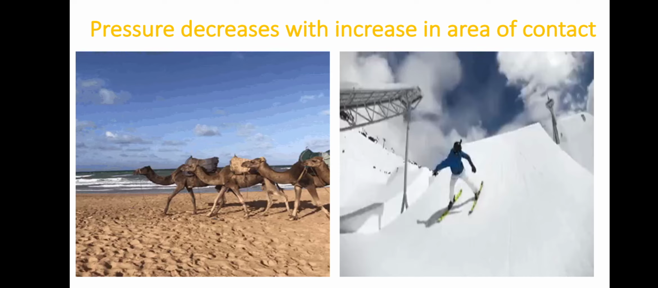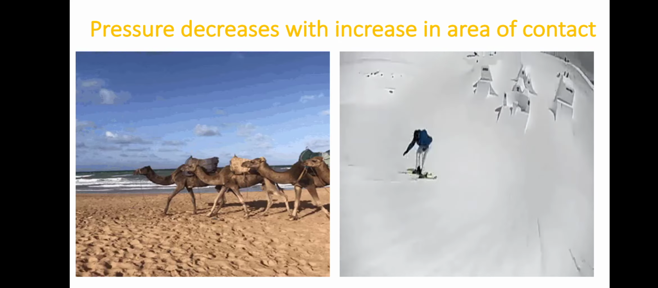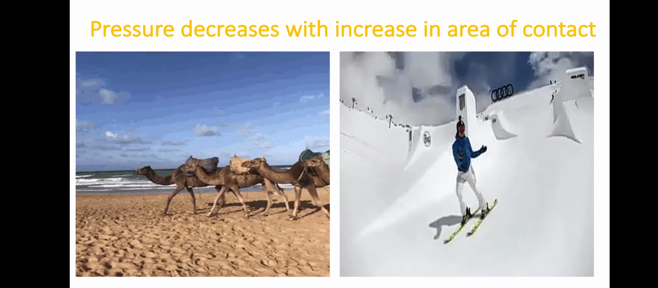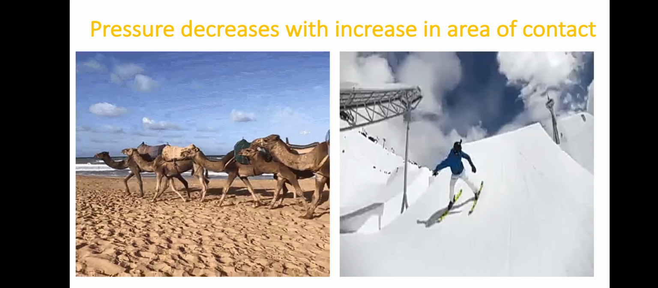Pressure also decreases with increase in area of contact. Now we can see the feet of the camel. They are usually broad, and here we are using skis to ski in the snow. Both of these help us to understand how increase in area of contact will decrease pressure. So a camel will easily walk on sand and a skier will easily ski on snow.